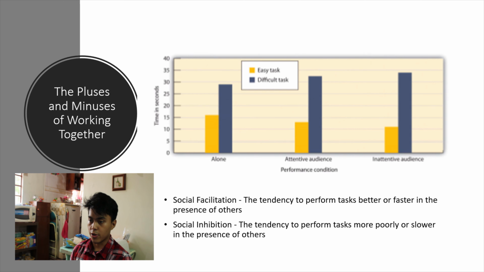Here is a figure to demonstrate that. The easy tasks are the yellow bar, and the blue bar is the difficult task. As you can see, with many members in the easy tasks, people performed the task faster, while in the difficult tasks, it is more favorable to do it alone than in a group. See?